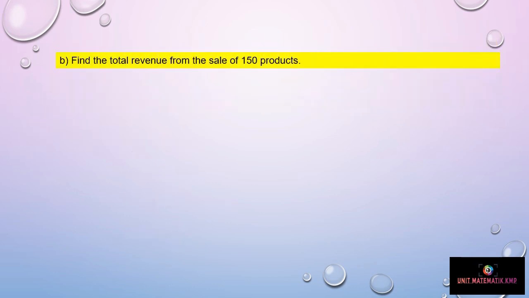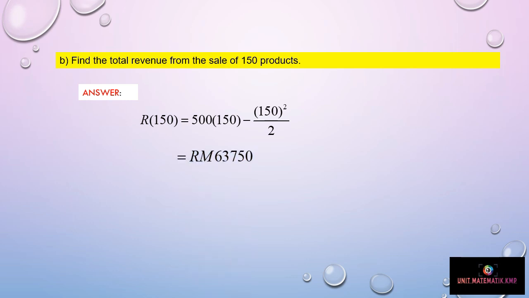And then question B, find the total revenue from the sale of 150 products. We need to substitute the value of x equals 150 into the revenue function that we get from the previous question. So, we substitute 500 times 150 minus 150 squared over 2. So, the answer is RM 63,750.